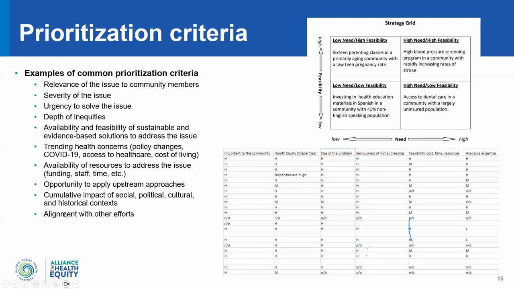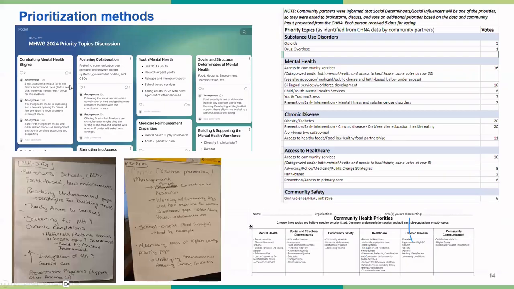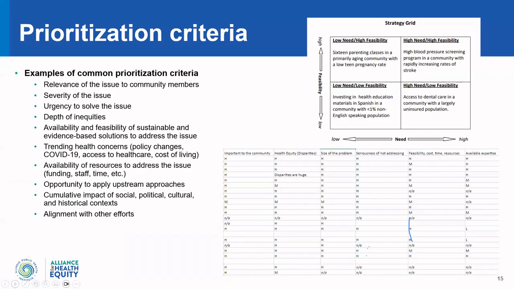So looking at what the long-term cumulative and historical context of the issue has been and alignment with other efforts. So looking at prioritization criteria would be something that you would use with this type of Padlet setup or these community health priorities. You would give them a list of criteria to look at.